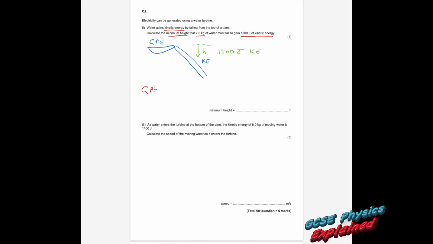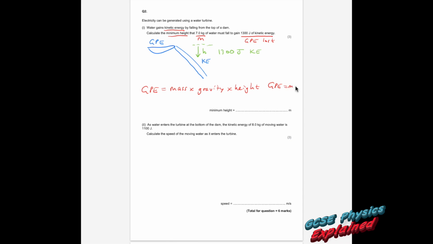So gravitational potential energy equals mass times by gravity times by height. So we know that the mass is 7 kilograms of water. We know that the gravitational potential energy that we're going to lose is going to be this amount of kinetic energy that's going to be gained. So if we rearrange this equation, well, let's simplify it first.